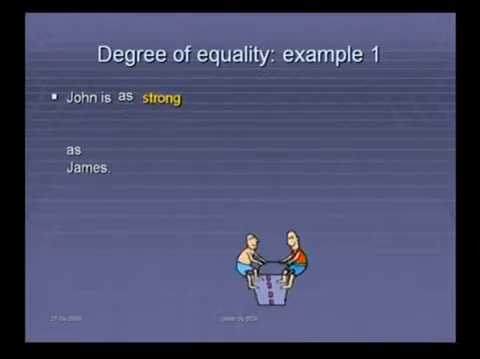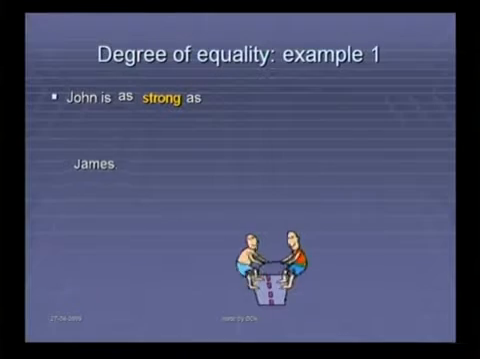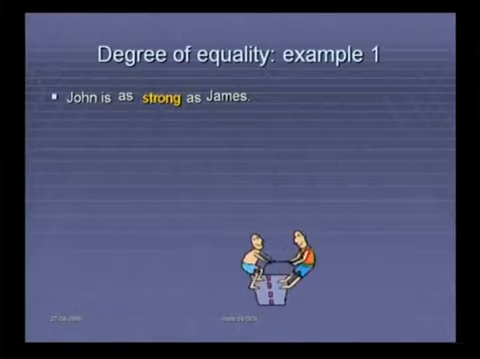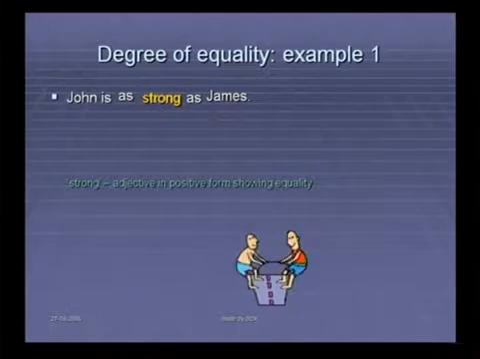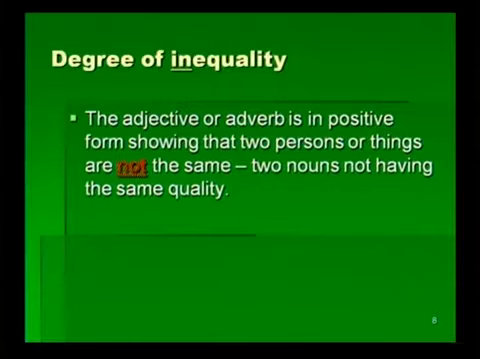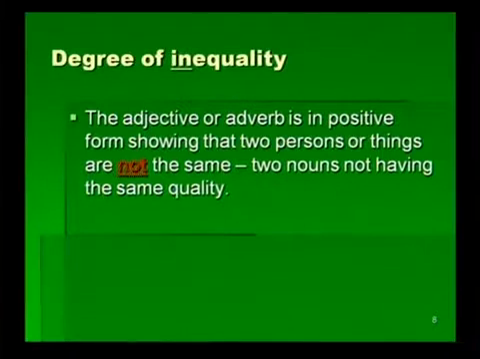What is degrees of equality? The person showing the same equality between the two persons is called degrees of equality. Strong, adjective in positive form showing the equality of the two persons. What is degrees of inequality? The adjective or adverb is in positive form showing that two persons or things are not the same, two nouns not having the same equality.